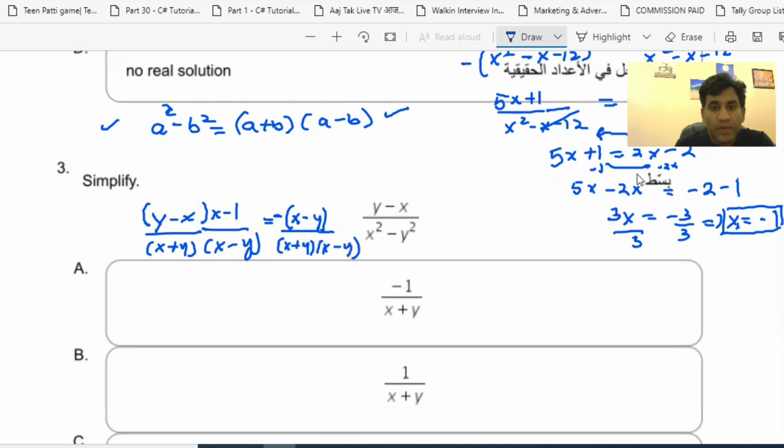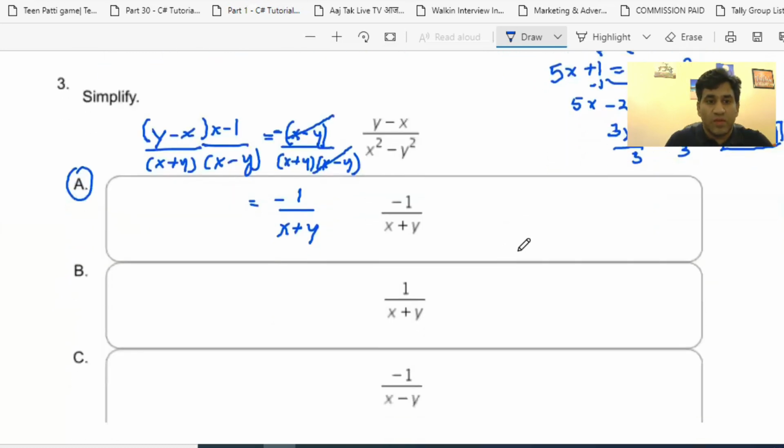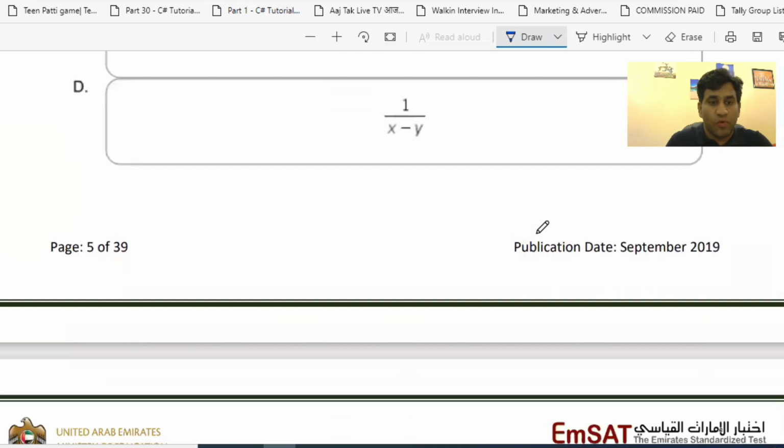Now look at what's happening. x minus y, we have two terms, one in the numerator and one in the denominator. I can cancel them out. So finally what I'm left with is the negative. If nothing is there, it means 1 is left, so -1 over x plus y. So this is your answer, and A is the right answer to this question. All right. Okay, so now let's move to the next question, that is question number 4.